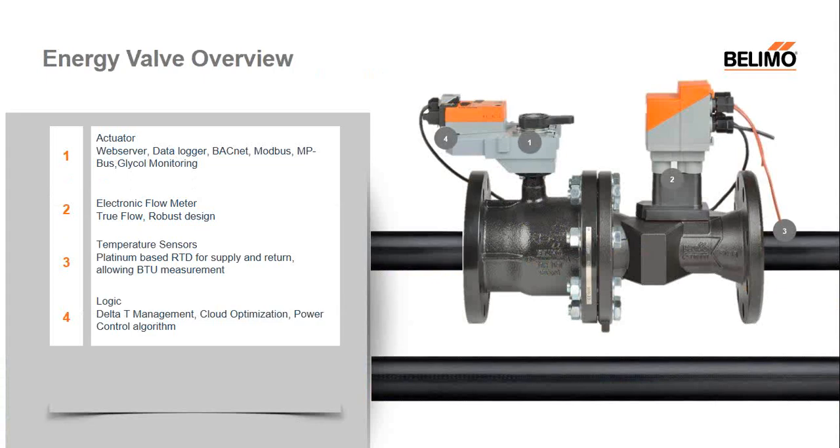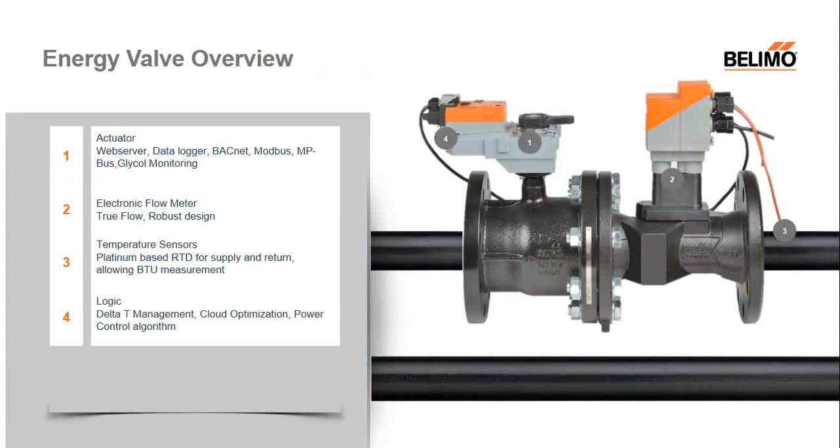Additionally to that functionality is the DT manager, or the Delta T manager logic. What that does is maintain the appropriate Delta T across the coil, eliminating low Delta T situations or the low Delta T syndrome we were talking about before. I'm going to talk a little bit more about that in the upcoming slides, but that is all on board right in the actuator. No additional software to download, no additional programs to install. It's all ready to go right when it's shipped from our factory.